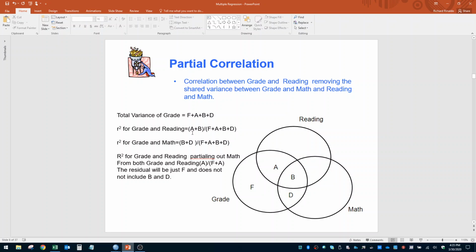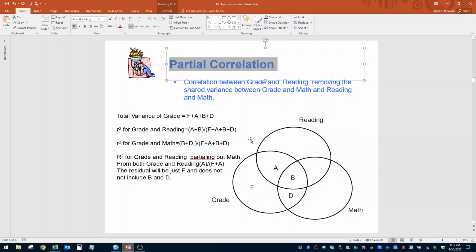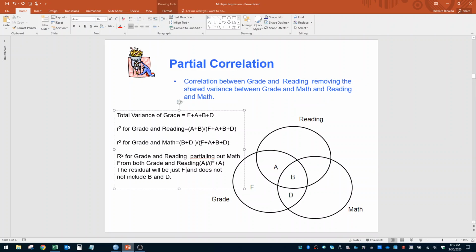The other correlation, besides the part or semi-partial correlation we just looked at, is what's referred to as the partial correlation. The only difference between the partial and the part correlation, and the terms get a little confusing, is the denominator. The denominator for the partial correlation is A and F. So you're basically chewing math completely out of the equation here. I just want the relationship between reading and grade, but only that which is shared between reading and grade, and that which is uniquely F, that is not predicted by either variable. So it's A over the r squared for F and A.